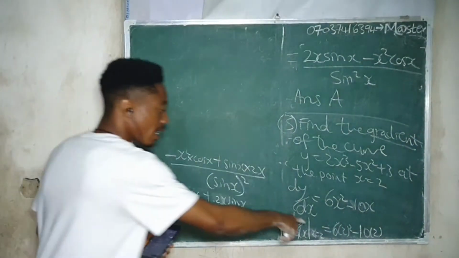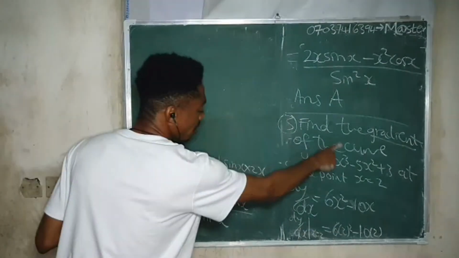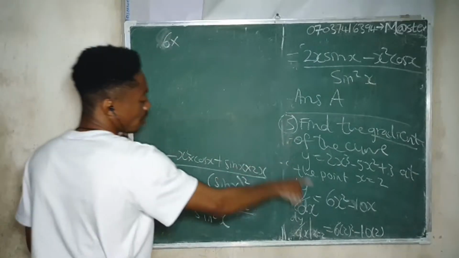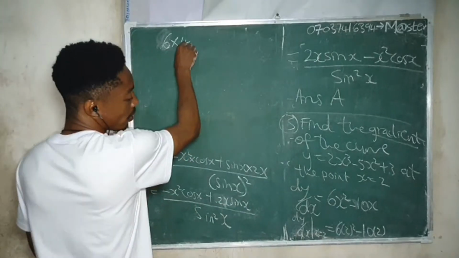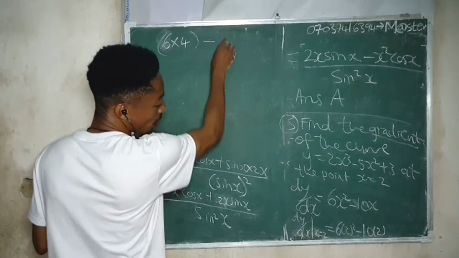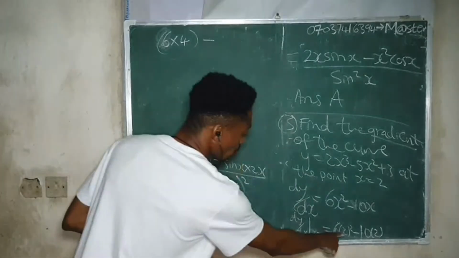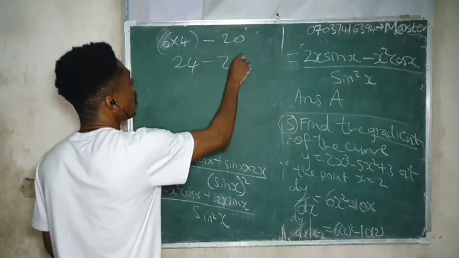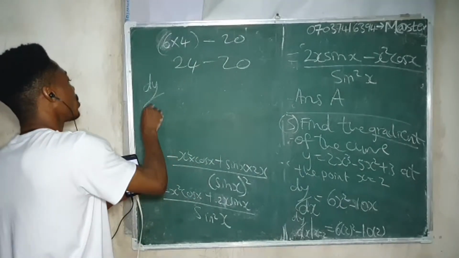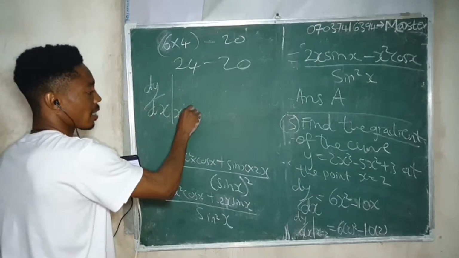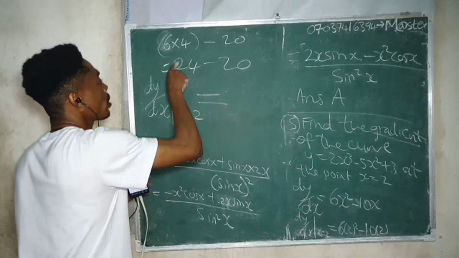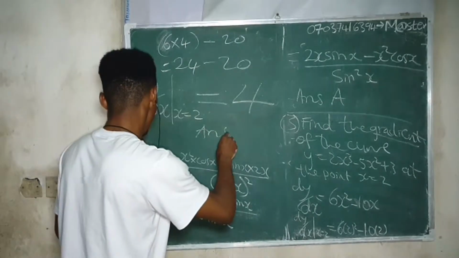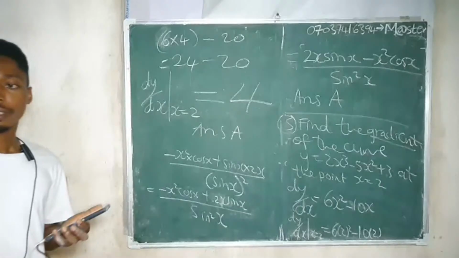So at x equals 2, from this quadratic equation that we're looking at, this is 6 times 2 squared. 2 squared is 4, minus 20. 6 times 4 is 24, minus 20. So dy/dx, which is the gradient at x equals 2, is 24 minus 20, which is 4. So the answer is A.